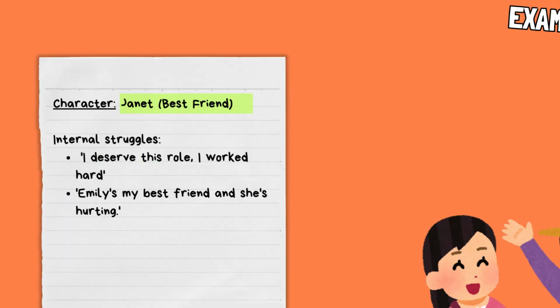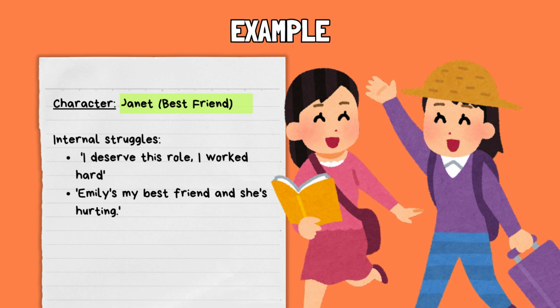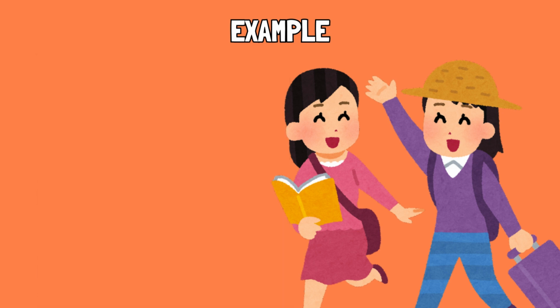For example, Emily's rejection story becomes completely different when told from her best friend Janet's perspective. Suddenly, we see Janet's internal struggle. She got the lead role Emily wanted, and now she's torn between her excitement and guilt. The story shifts from being about rejection to being about friendship, loyalty, and the complex emotions of success when someone you care about doesn't get what they want.